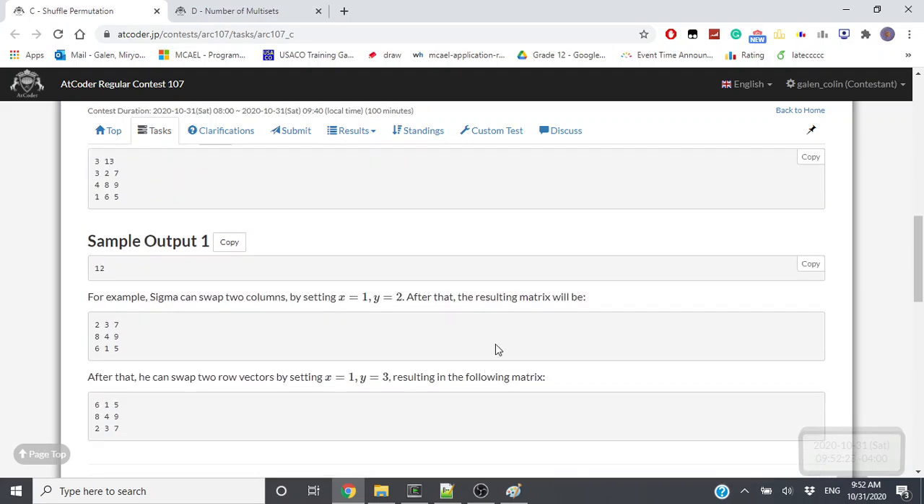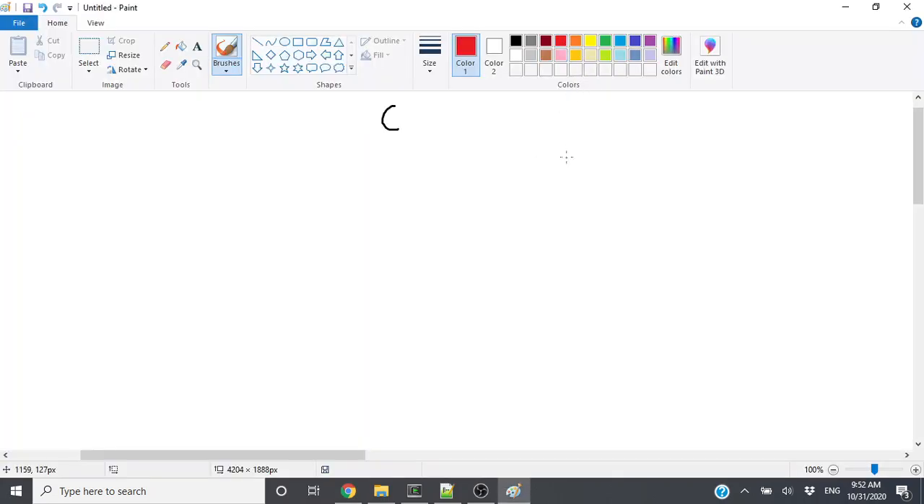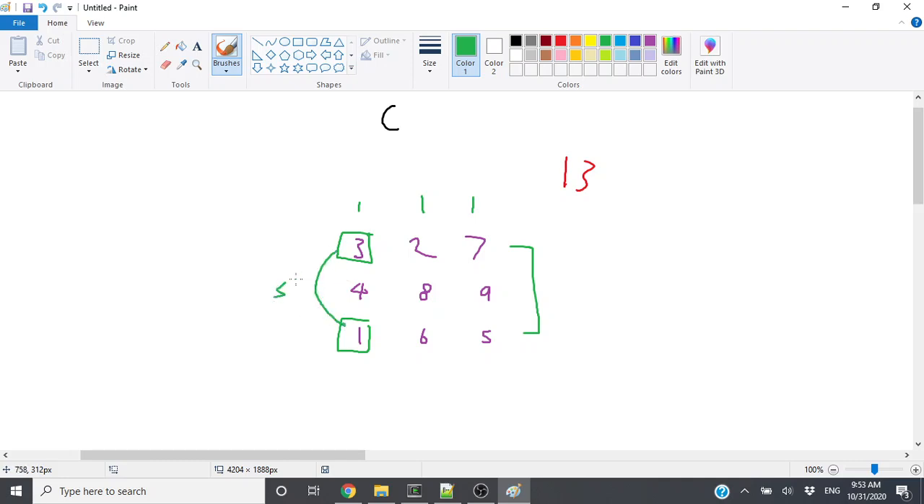So essentially we have a matrix and a value k. Let's just yoink the sample. So we have 3, 3, 2, 7, 4, 8, 9, 1, 6, 5. We can do one of two things. We can swap two rows only if, consider each column, the sum of the two values of the two rows in each column must be less than or equal to k, all of these.